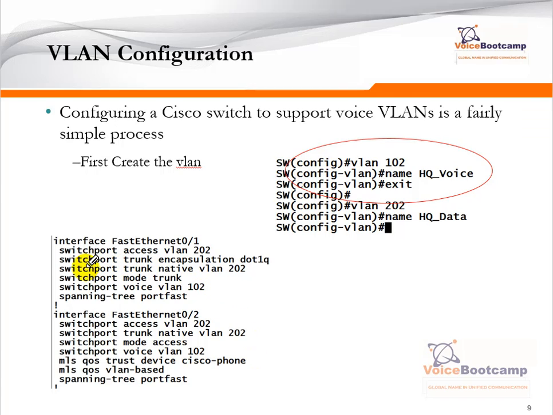Now, if you do not require trunk, you can ignore these three commands right here. Just type switchport access VLAN 202 and switchport voice VLAN 102.